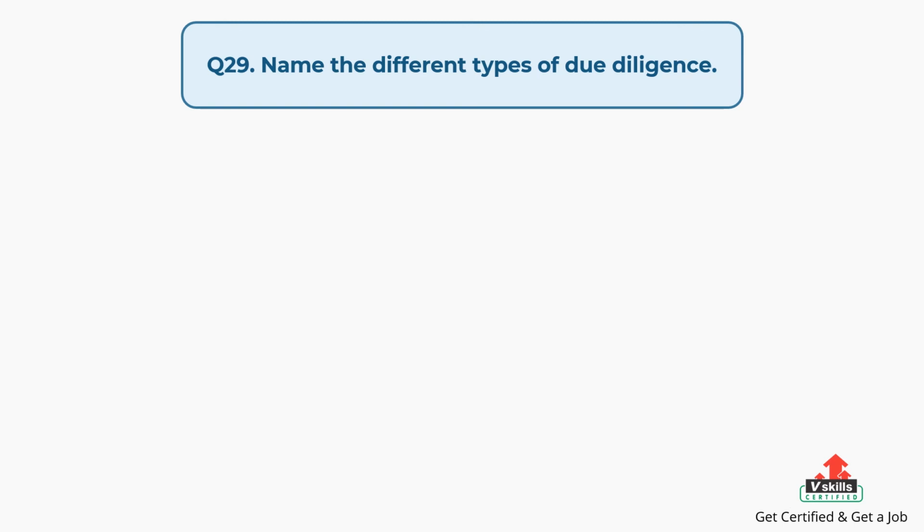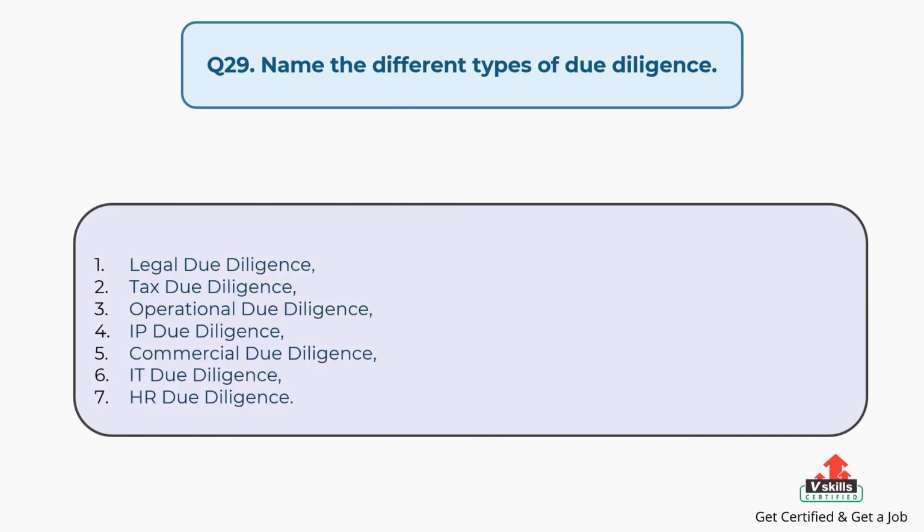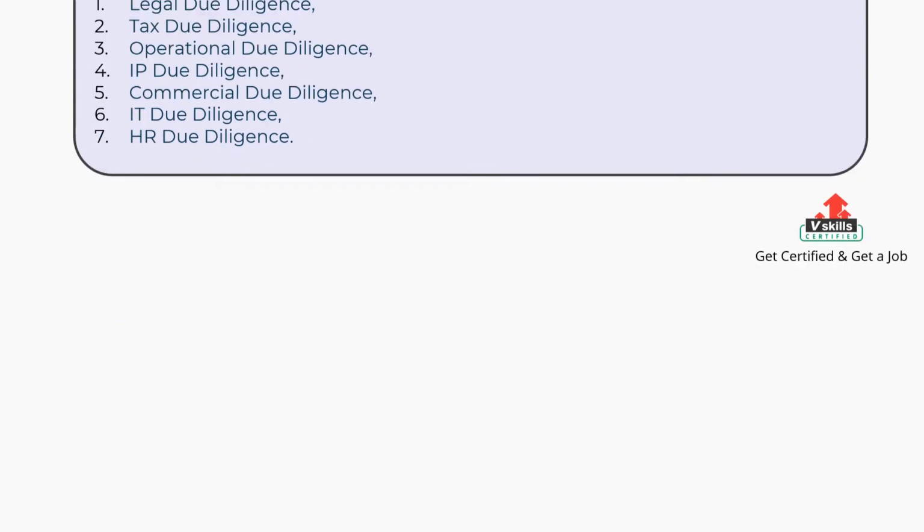Question number 29. Name the different types of due diligence. The answer is, 1. Legal due diligence, 2. Tax due diligence, 3. Operational due diligence, 4. IP due diligence, 5. Commercial due diligence, 6. IT due diligence, 7. HR due diligence.